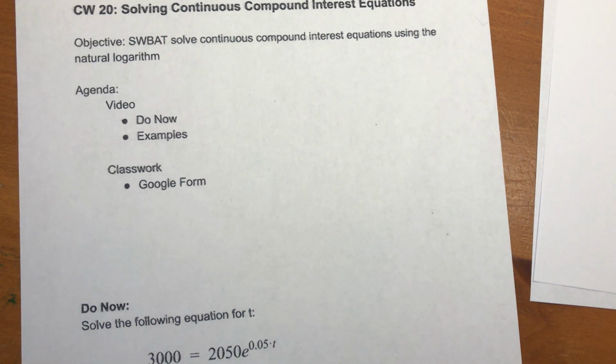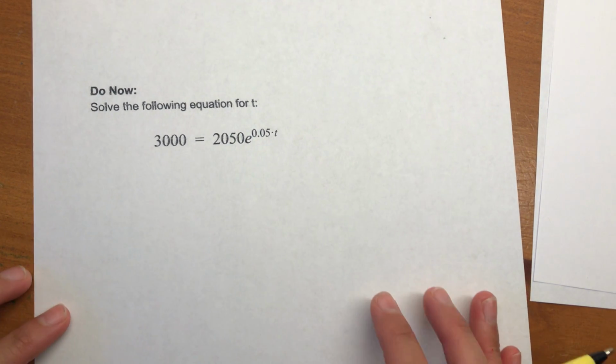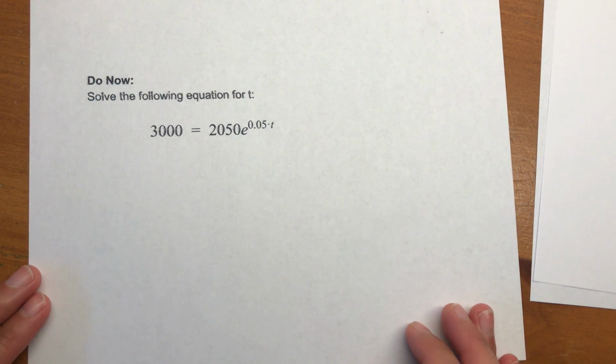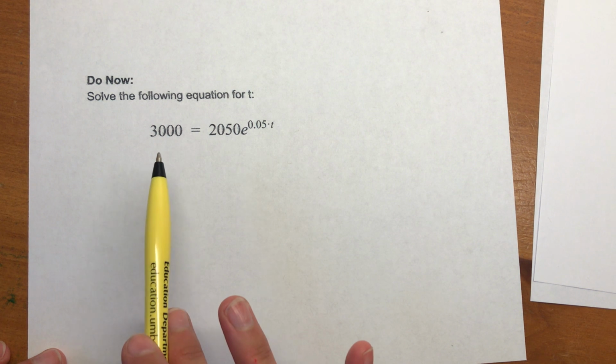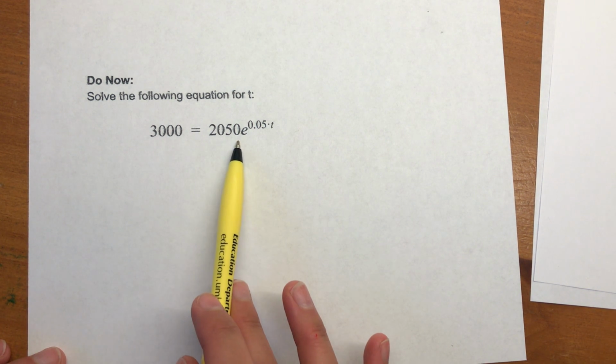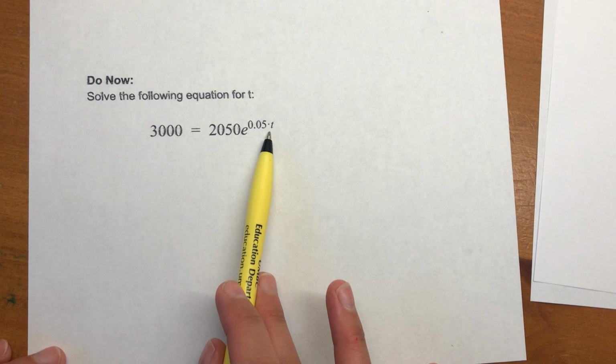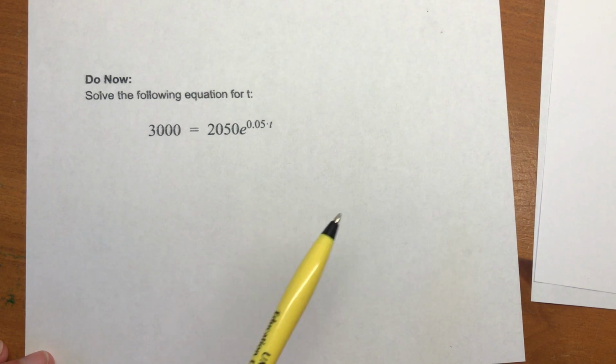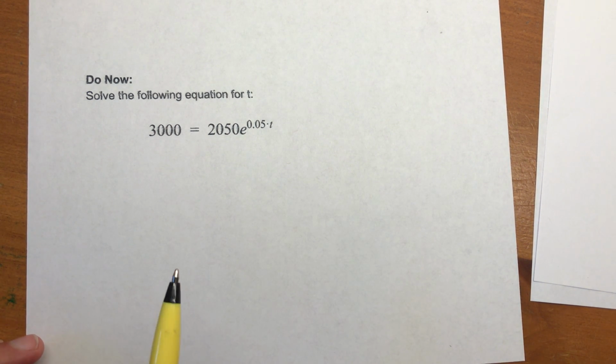Okay, you're due now, and I want you to pause the video and take a second to do this on your own: solve the following equation for t. 3000 equals 2050 e to the 0.05 times t. So pause the video, and hopefully you've completed this by now. This was a problem exactly like the ones we were doing in classwork 19.